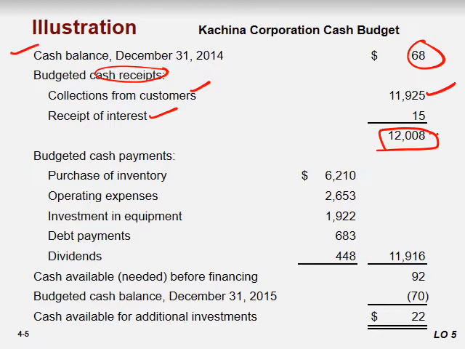And then we have cash payments. We have purchase of inventory, operating expenses, investment in equipment, debt payments, and dividends to pay. The total is 11,960. So you subtract the payments from receipts, and the answer would be 92. And what do you have to maintain? 70. So it means you have an additional 22 million to invest in a bank or whatever you want to plan for investment. You have an extra 22 million.